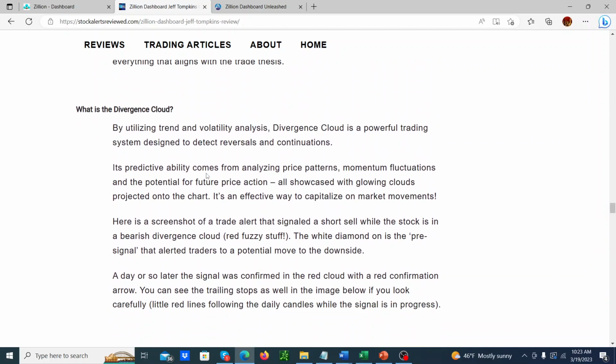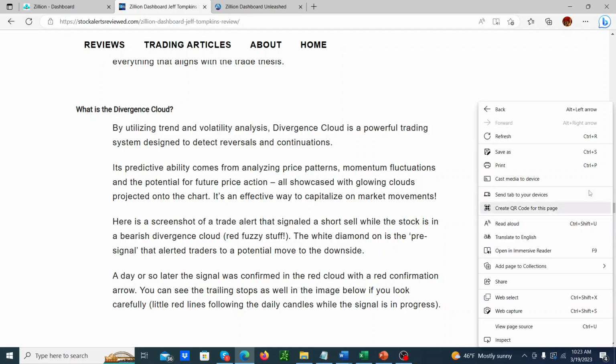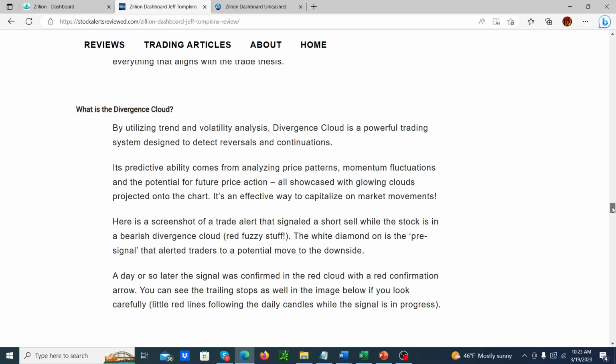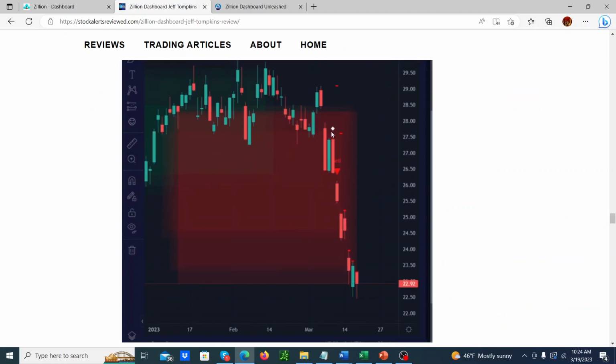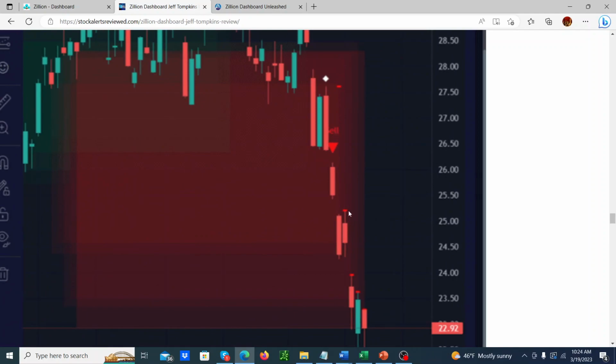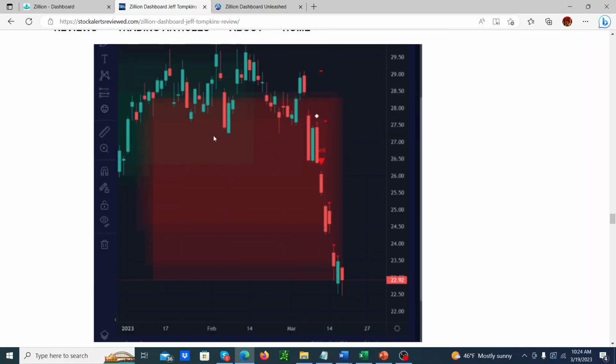It's an important part of this whole system, and something that most of these other indicator programs don't take into account. And I think adding this Divergence Cloud definitely adds another layer, increasing the probability of these trades working out. So here's an example I have here. You've got the pre-signal and the actual signal, and we're in a red cloud, and boom, this thing trended down. You can see the little trailing stops here as well, so it tells you each day when to stop out if needed.